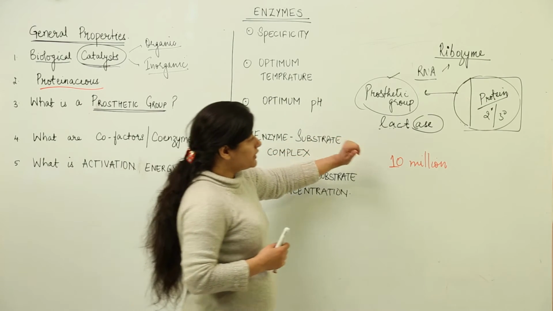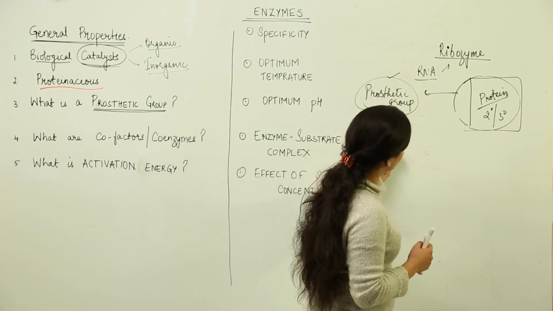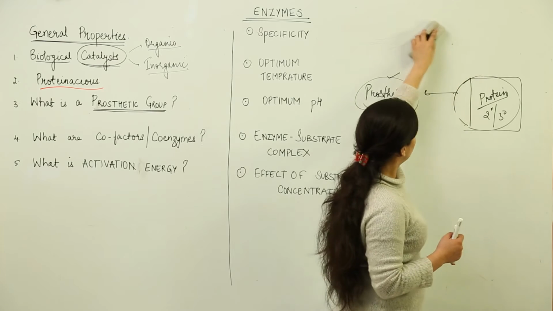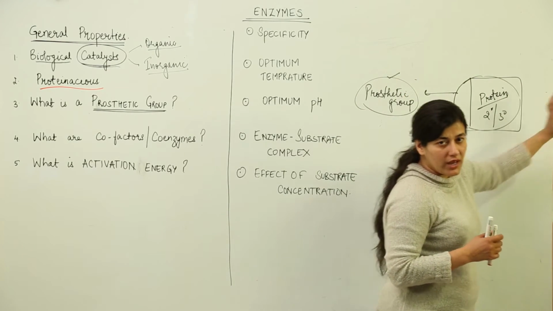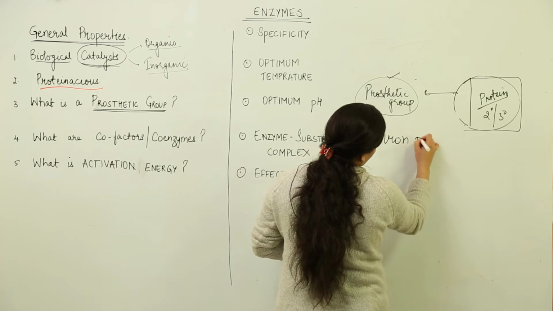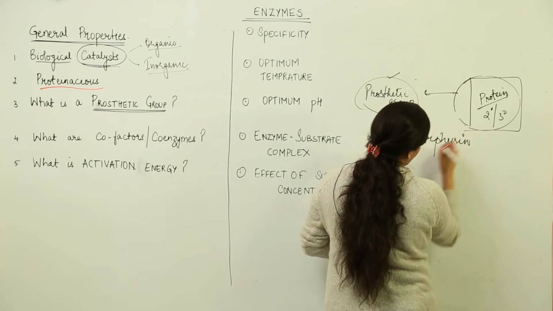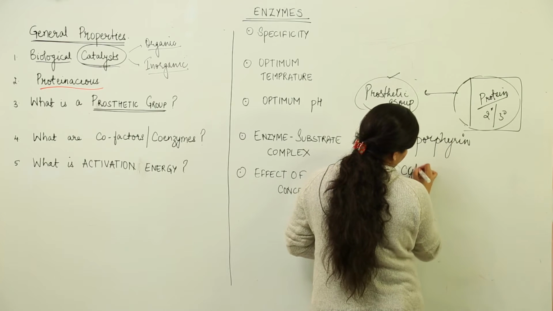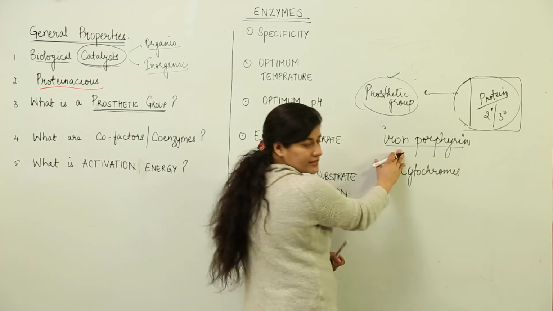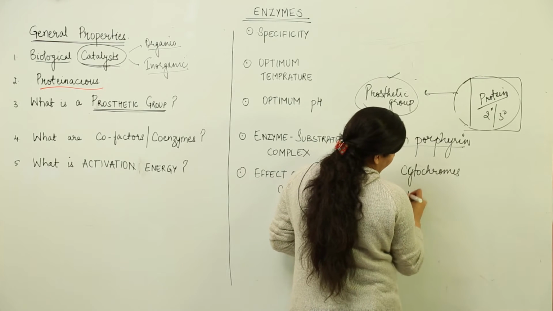Okay. Now these prosthetic groups are further divided depending on the type, that is, what has come into attachment with the proteinaceous part of the enzyme. A prosthetic group could be a metal compound, as in the case of iron porphyrin compounds that are present in cytochromes. Okay. Or it could be organic compounds, as in the case of NAD.